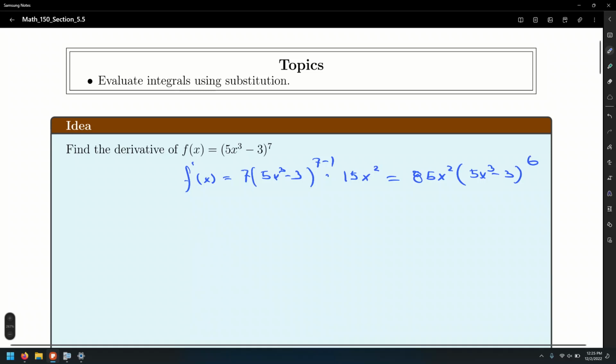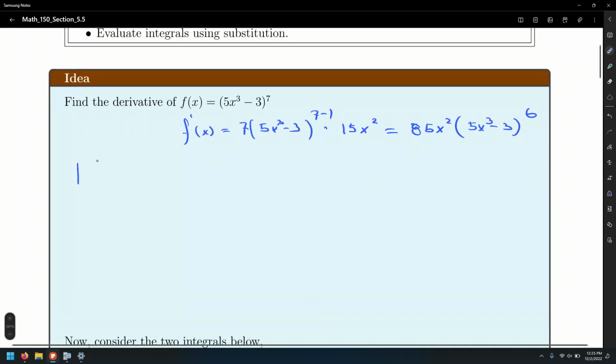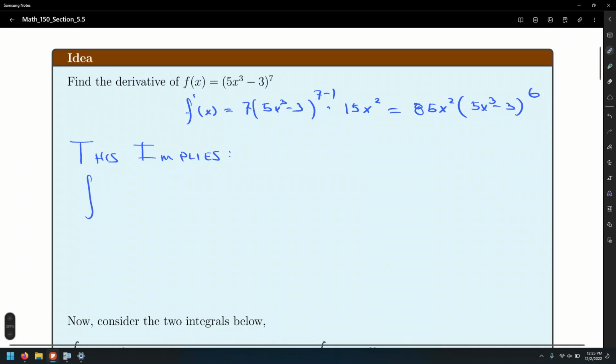Now, this implies that the integral of 85x squared times (5x cubed minus 3) to the 6th power with respect to x, well, because the integral and the derivative are inverse operations, essentially we are going back to the original function. So this implies that the integral of this madness is this original function, (5x cubed minus 3) to the 7th, plus, but of course, a plus c, right?